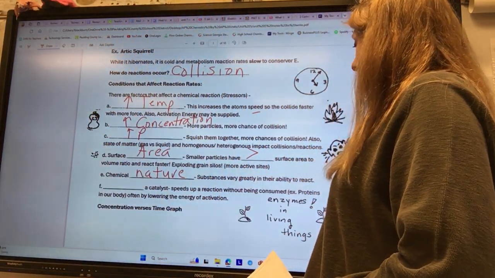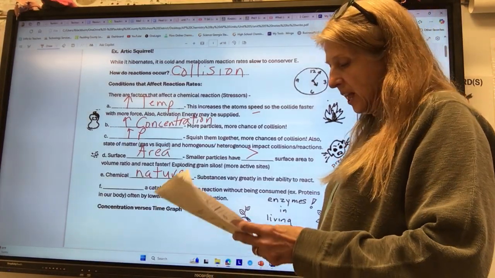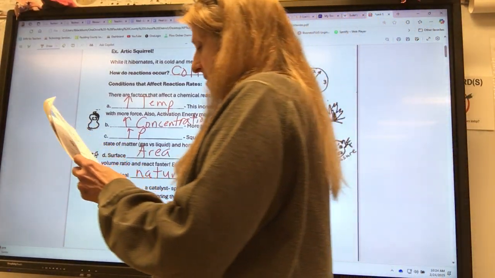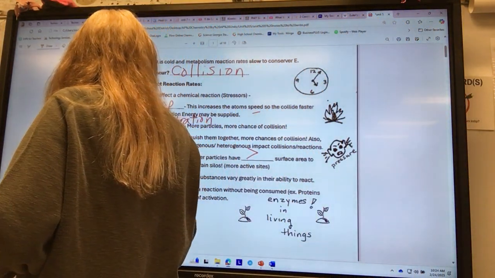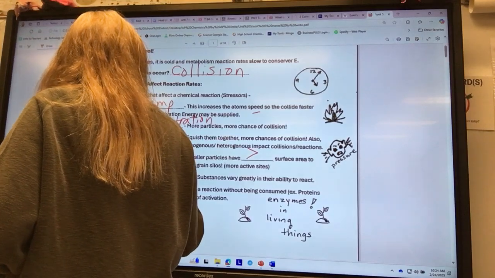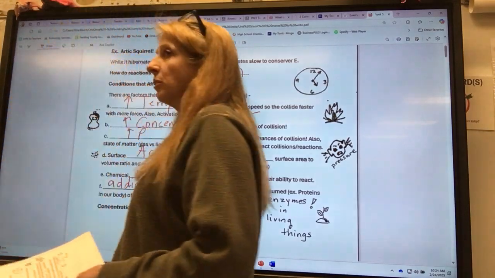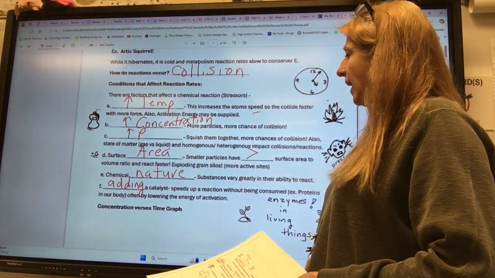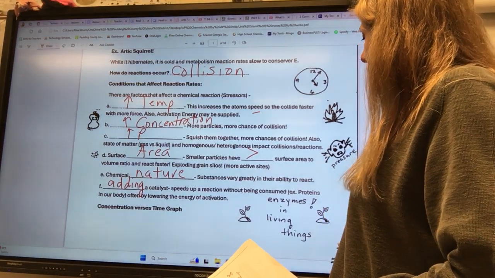Substances vary greatly in their ability to react. Another thing that affects the rate is adding a catalyst. Y'all learned about those in biology, and we'll talk more about them in this unit. But a catalyst speeds up a reaction without being consumed.